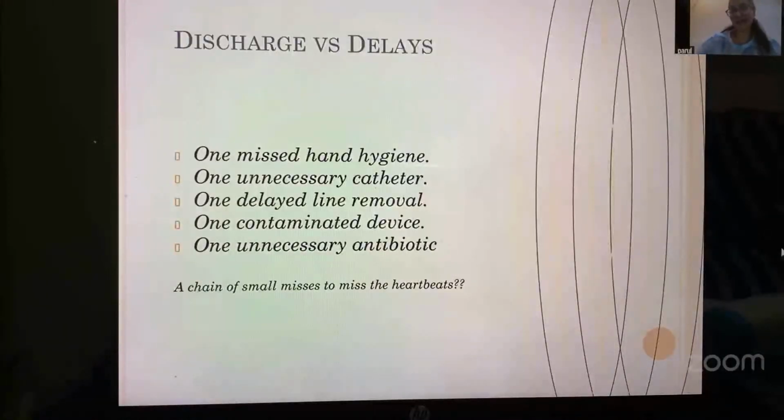So one missed hand hygiene, one unnecessary catheter, one small miss about the delayed line removal which we talked about in the previous one, one unnecessary antibiotic looks just so trivial in our daily talks. When we talk, we don't even consider we just missed our hand hygiene today. But if you see the chain of small misses, it can actually skip the heartbeats in various ways and can even lead to death.